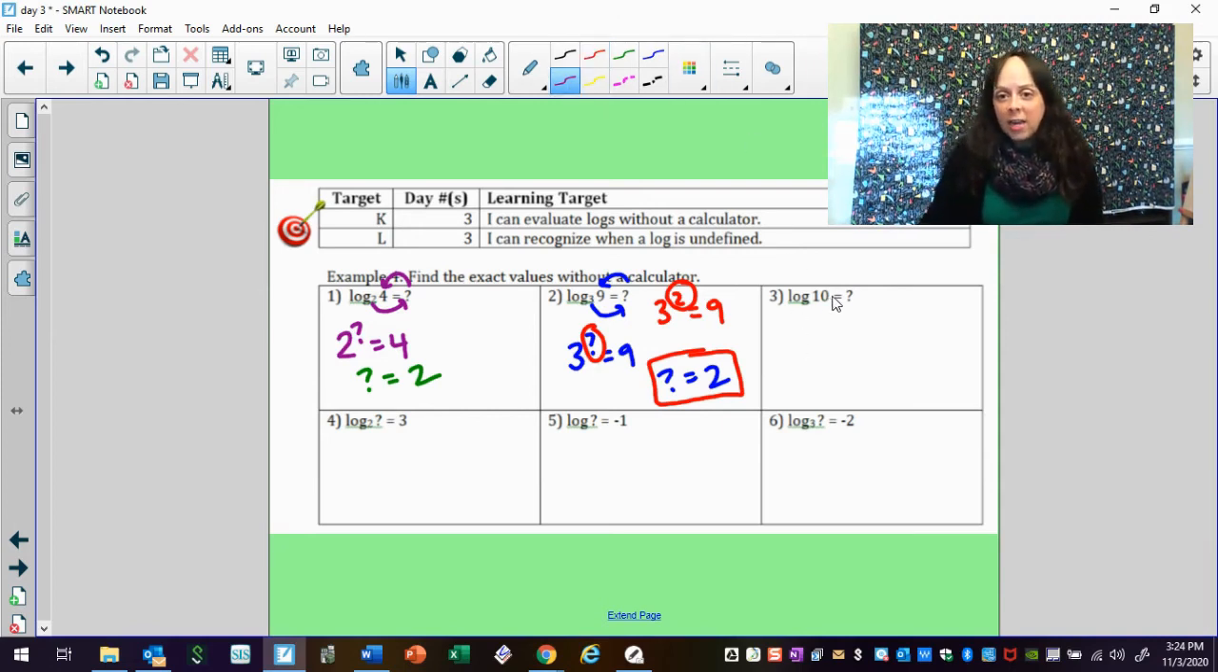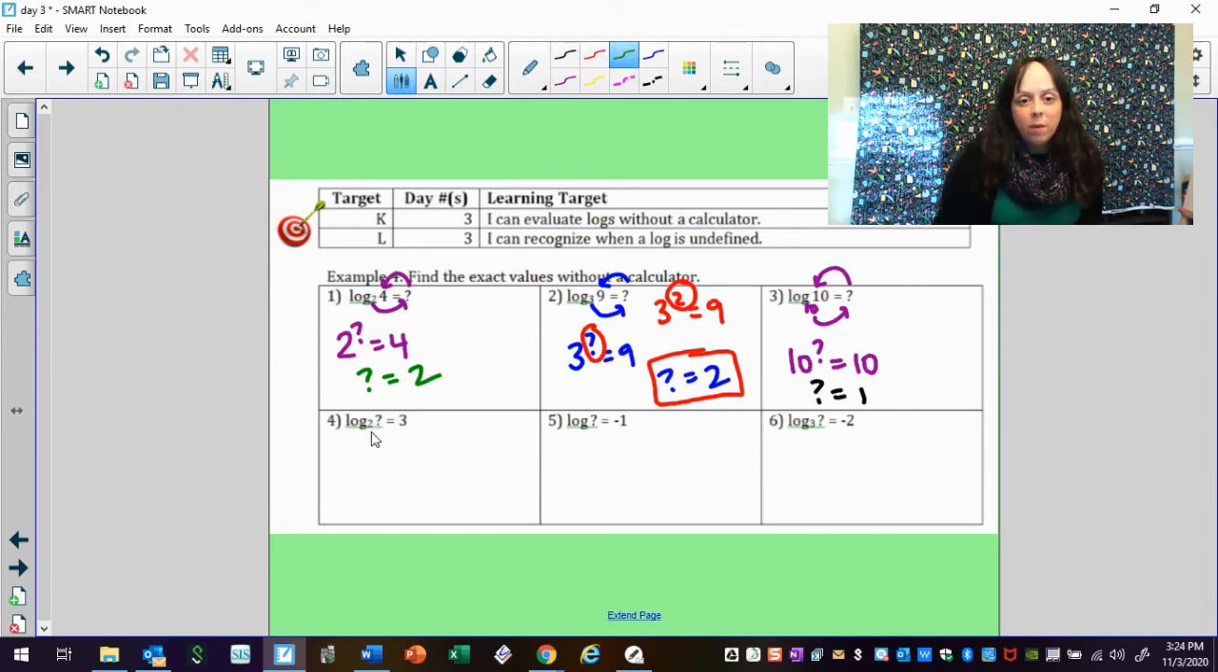Log of 10 equals question mark. Notice this is one of those tricky ones where the base is missing. Okay, what is that missing number here? When the base is not written, it's a 10. So this is 10 to what power will give me 10? Oh, well, when you say it like that, it's easy to know. The answer is 1. 10 to the first is 10.